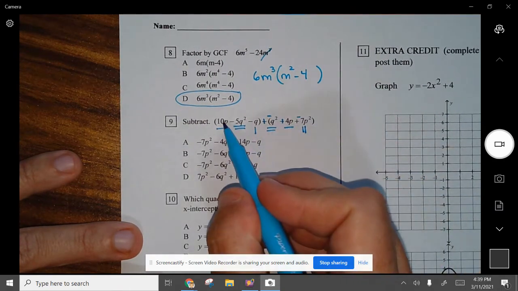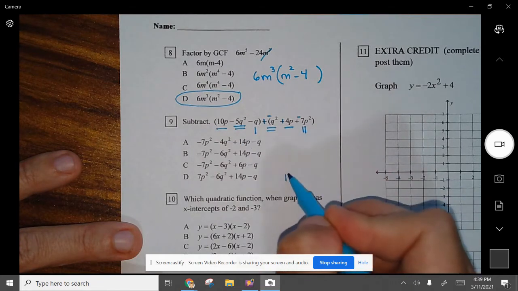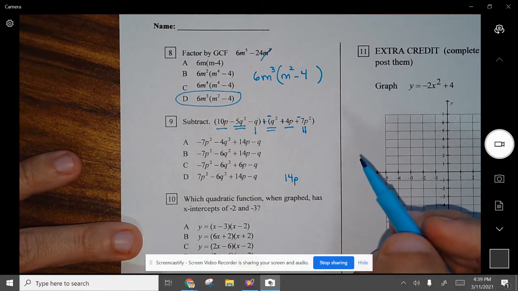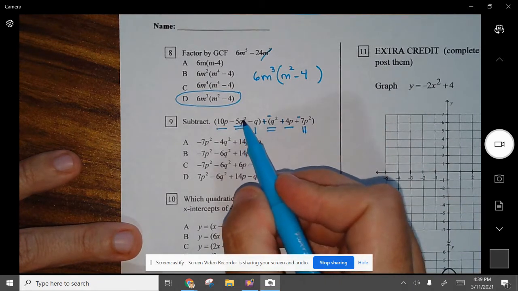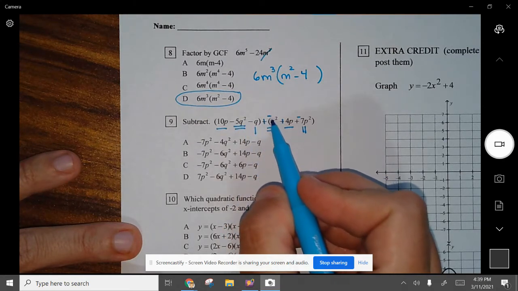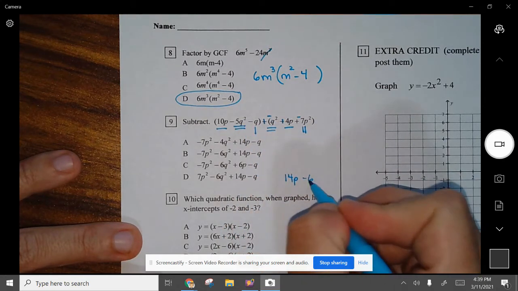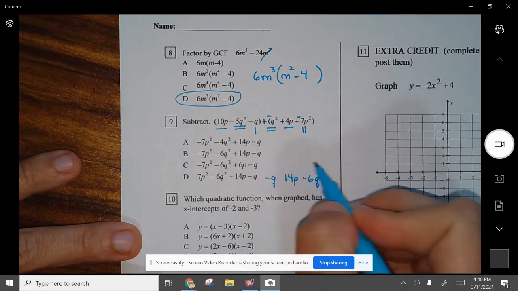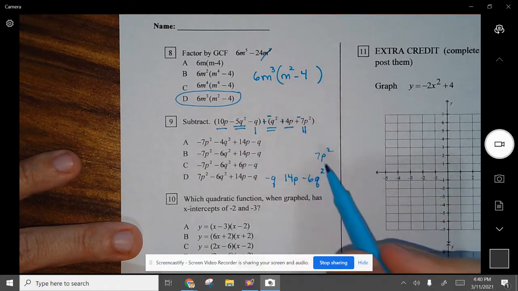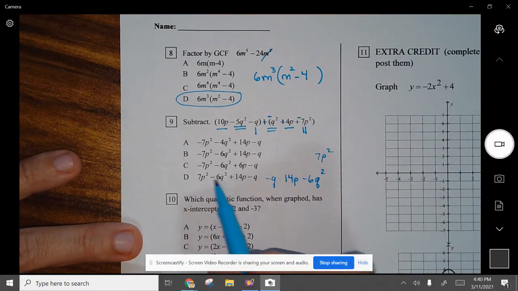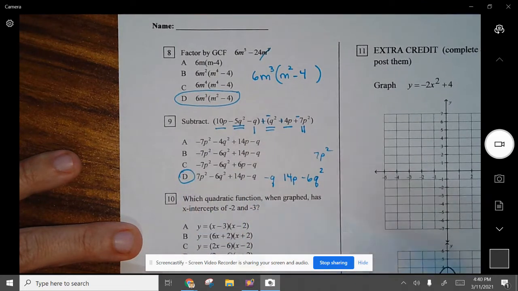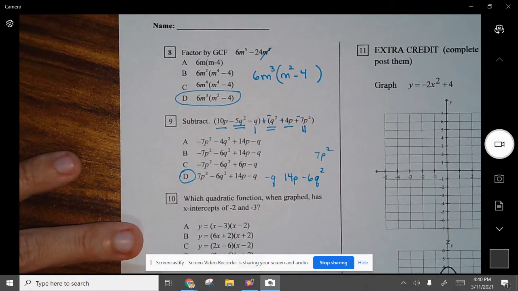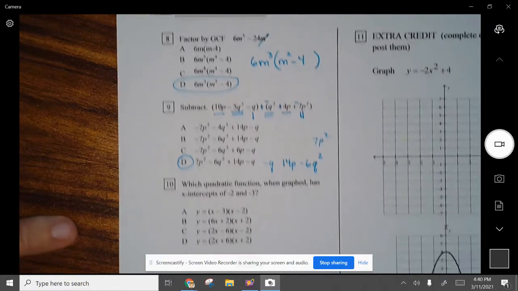So when I look at this 10P and I have 4P, I know my answer will have 14P. All right. I look at negative 5Q squared and negative Q squared. Remember, that's a negative. That's going to be negative 6Q squared. There's no negative Q. There's no 7P squared. So let's try to figure this out. Positive 7P squared, negative 6Q squared, plus 14P minus Q. Ooh, that was a lot to look at. On your benchmark, it will not be that out of order. This was much more challenging than what you're going to see.